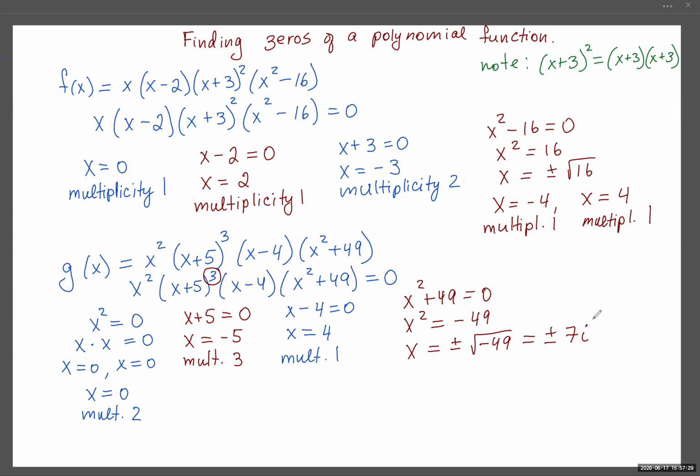Most of the time, whenever we are looking for the zeros for polynomial functions, we are looking for real zeros. This is not real. So we're not going to determine the multiplicity. It's just not real, and it's okay to just state that it's not a real zero.